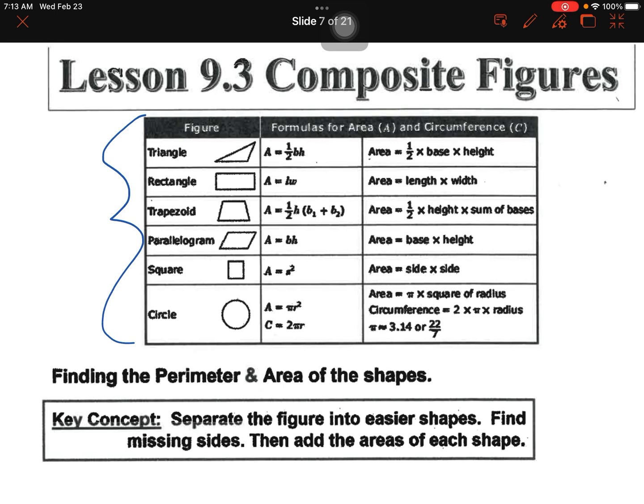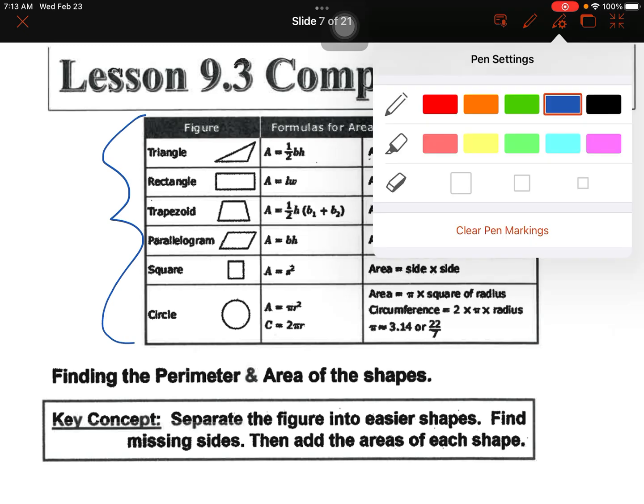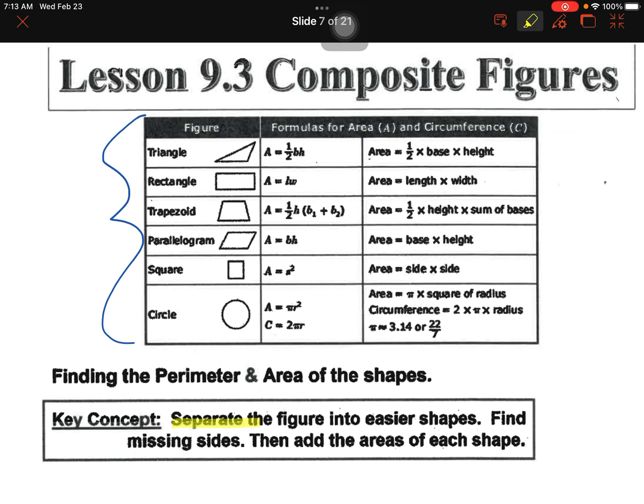You need to be looking. A composite figure is a shape that is made up of other shapes. And so you can't just use one formula. You've got to break it into different shapes. That's where our key concept is: separate the figures into easier shapes. You might have to find the missing sides, then add up the areas of each shape.